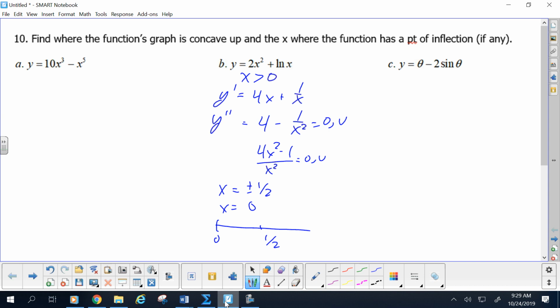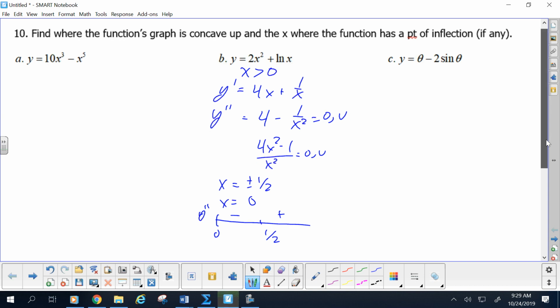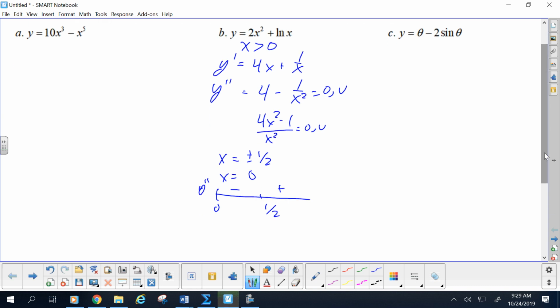Negative, I agree. And what about after 1/2? Positive. Okay, so answering the question, where the graph is concave up and where the graph has a point of inflection. We would say the graph is concave up on 1/2 to infinity because y double prime is positive, okay?